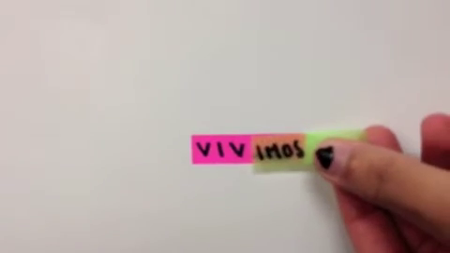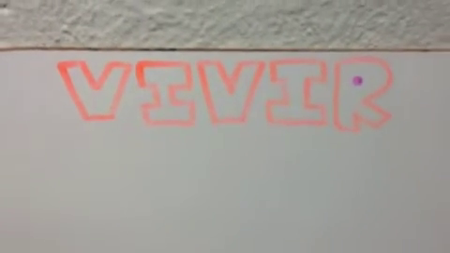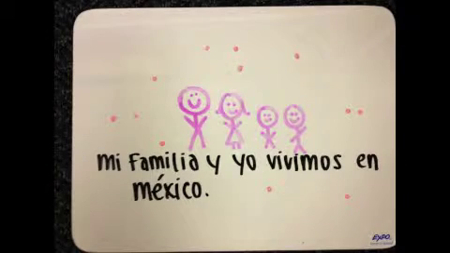The nosotros form is vivimos. The vosotros form is vivís. And the ellos, ellas, ustedes is viven. Mi familia y yo vivimos en México, or my family and I live in Mexico.